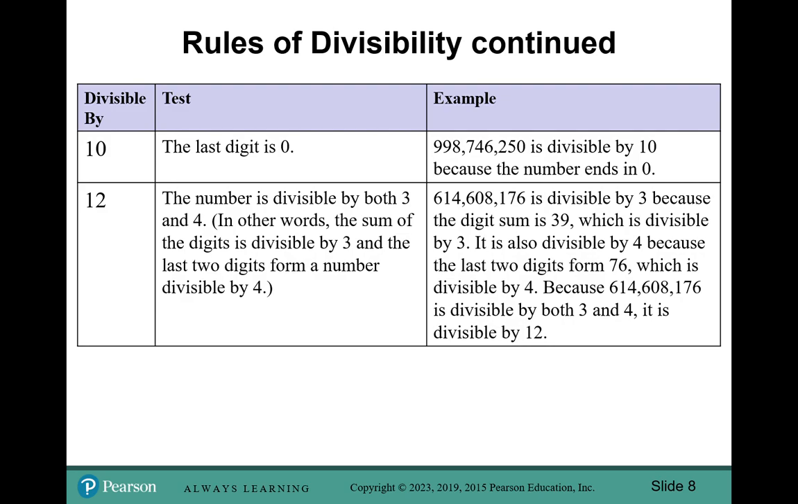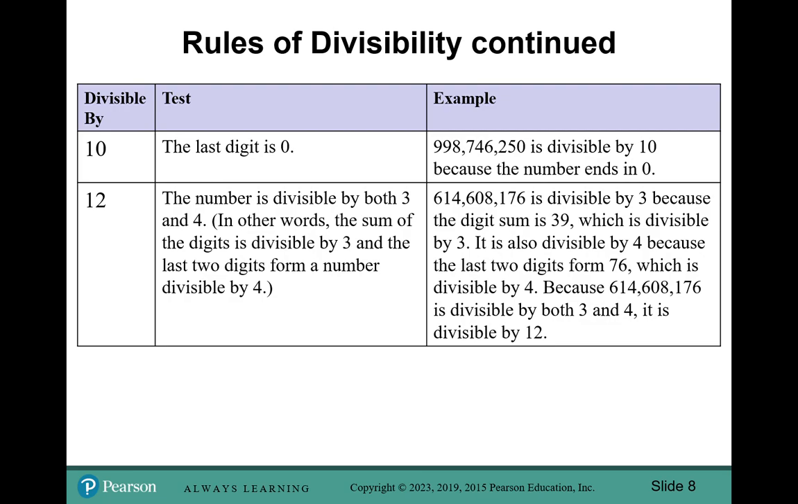In order to be divisible by 10, the last digit has to be 0. So 998,746,250 is divisible by 10 because the number ends in 0. Any number that ends in 0 is therefore divisible by 10. And we also have a divisibility rule for 12.